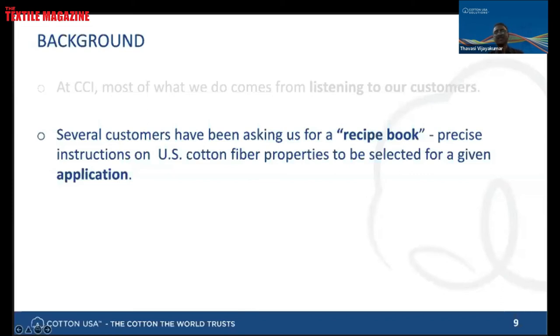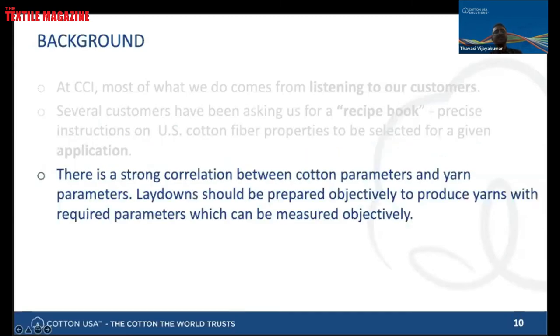Several customers have been asking us for a recipe book, which is a recommendation of suitable fiber quality parameters for a given application based on experience. No such recommendation for cotton parameter selection is available in the industry. Hence, it is very unique. To use such a recommendation, fiber quality data on bales is very essential. There is a strong correlation between cotton parameters and yarn parameters. We'll talk more about this with trial data in this presentation.